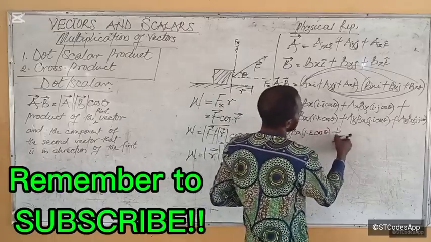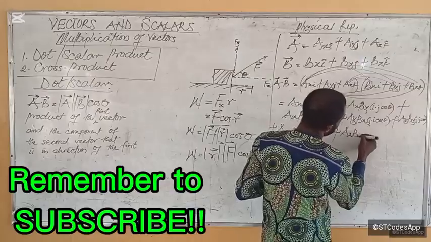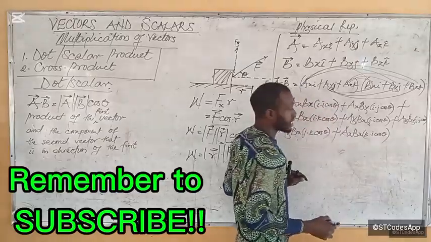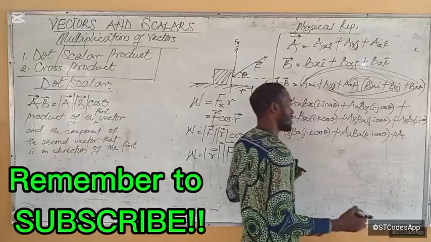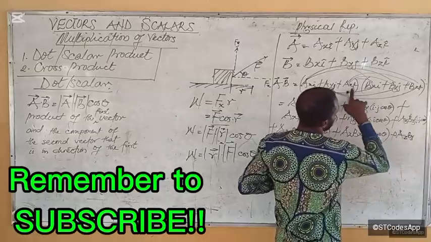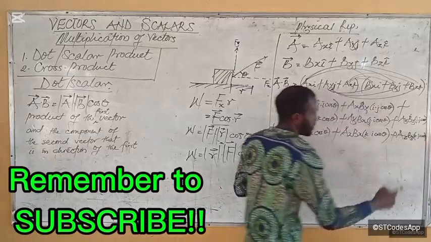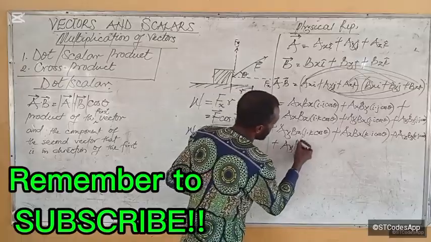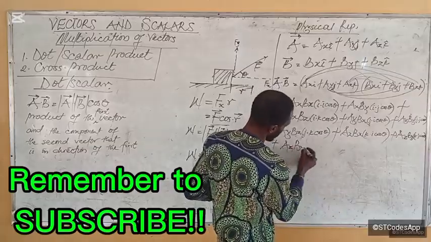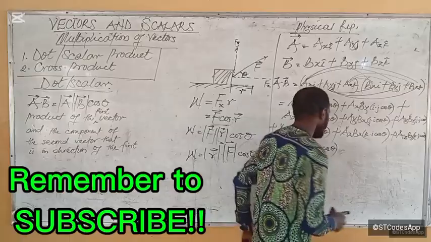cos theta, plus, now this last one multiplies everybody again. AzBx K dot I cos theta. I hope you're understanding me. Plus AzBy K dot J cos theta. Just know that it's cos theta that is there. Then plus, AZ, we are on AZ, BZ K dot K cos theta.